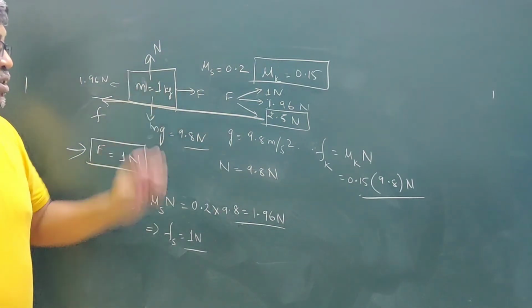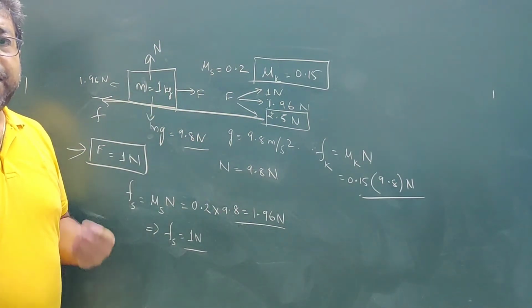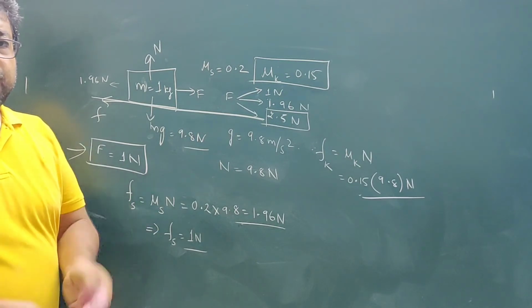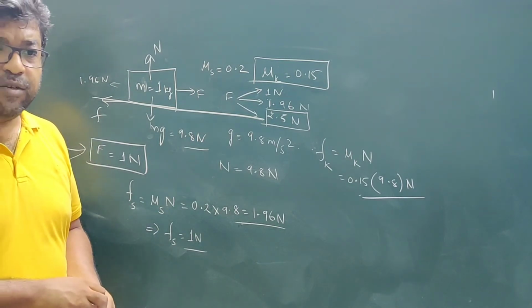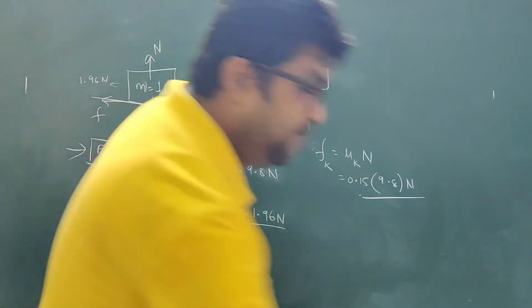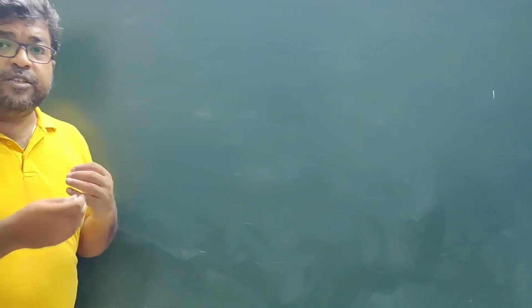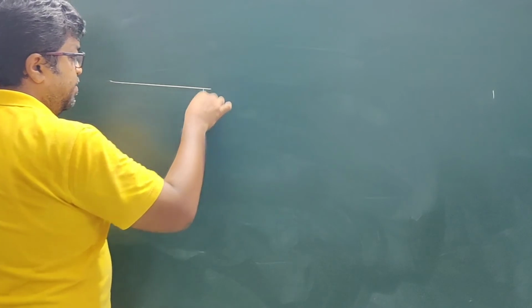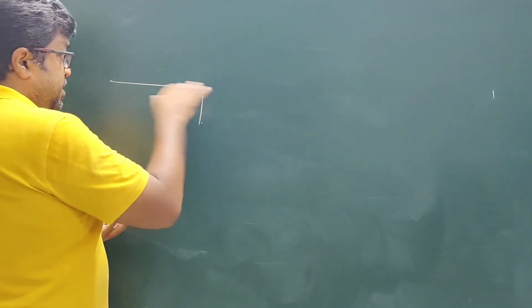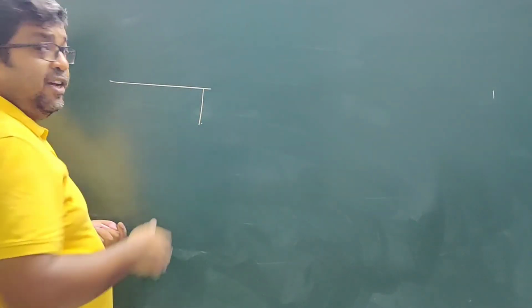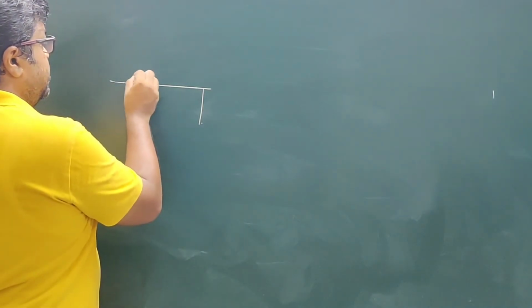I hope this concept is clear, when to apply the concept of static friction and when to apply the concept of kinetic friction. So let's proceed. Another question is based on this chain. This is quite common in any kind of entrance exams. Suppose this is a horizontal table. This is the horizontal part of the table, this is the leg of the table, and this is the chain.